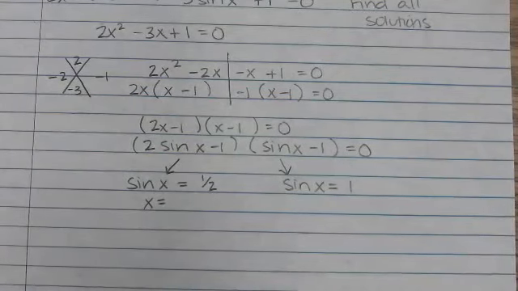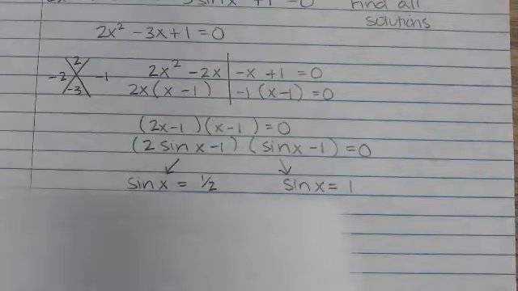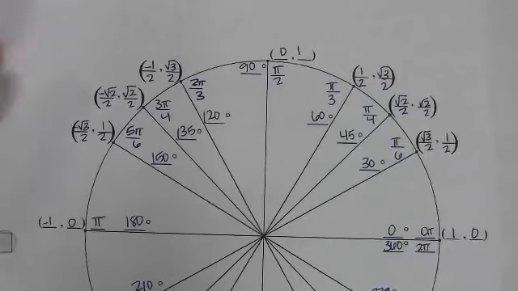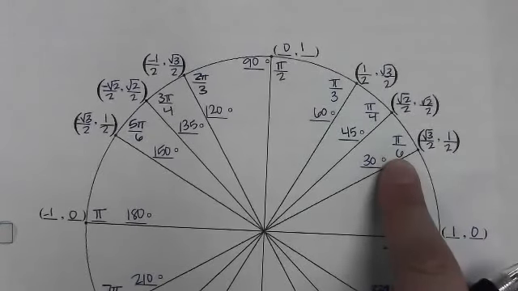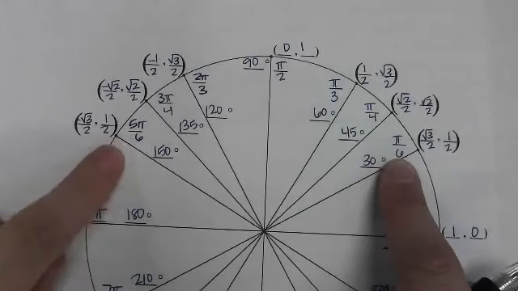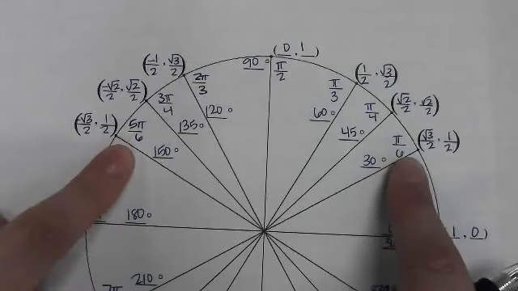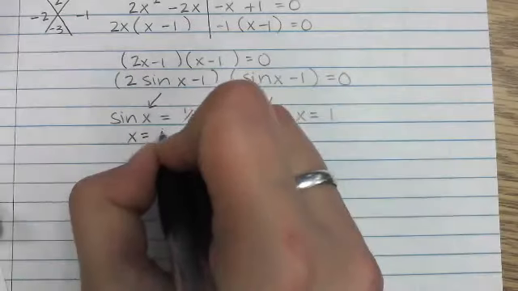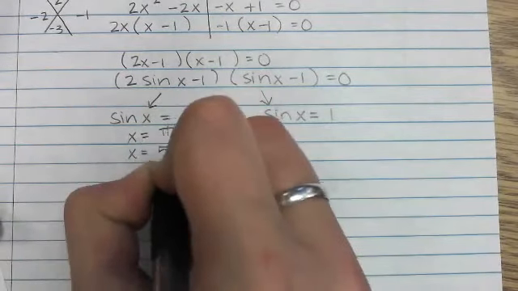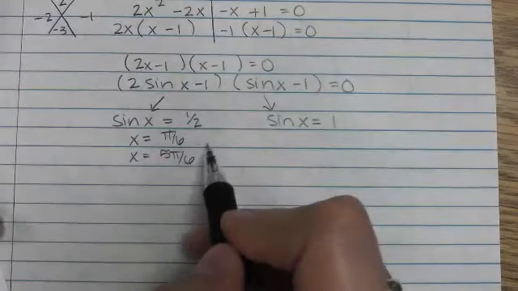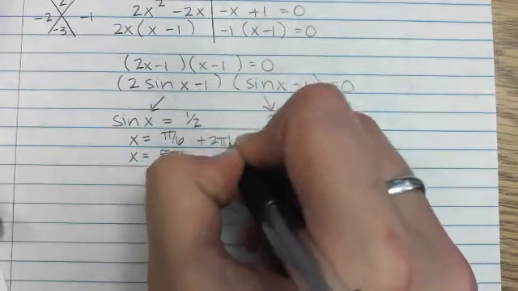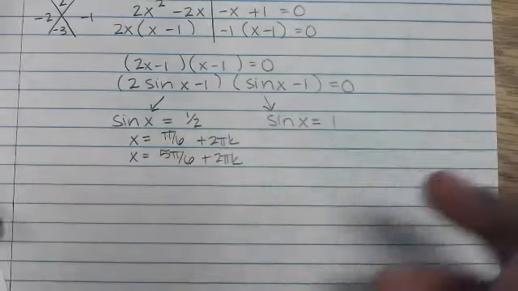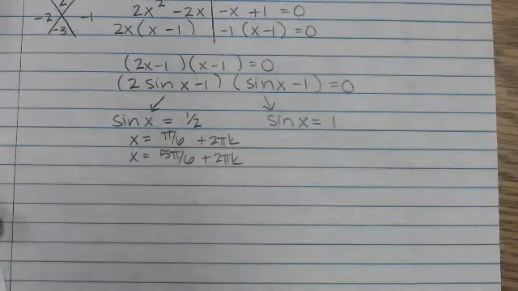So let's look for them on the unit circle. You are allowed to use your unit circle. So where is the y coordinate 1/2? And where else? 5 pi 6. So here are the 2 answers for the first one. And if I'm writing all solutions, then what should I put on the end of this? Plus 2 pi k, plus 2 pi k. Alright, so there are my 2 solutions here.